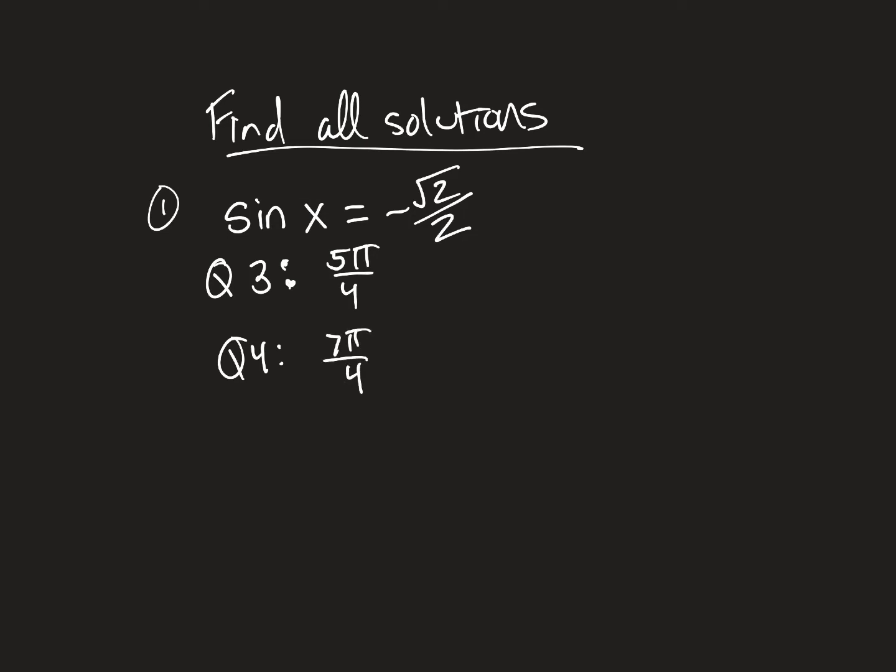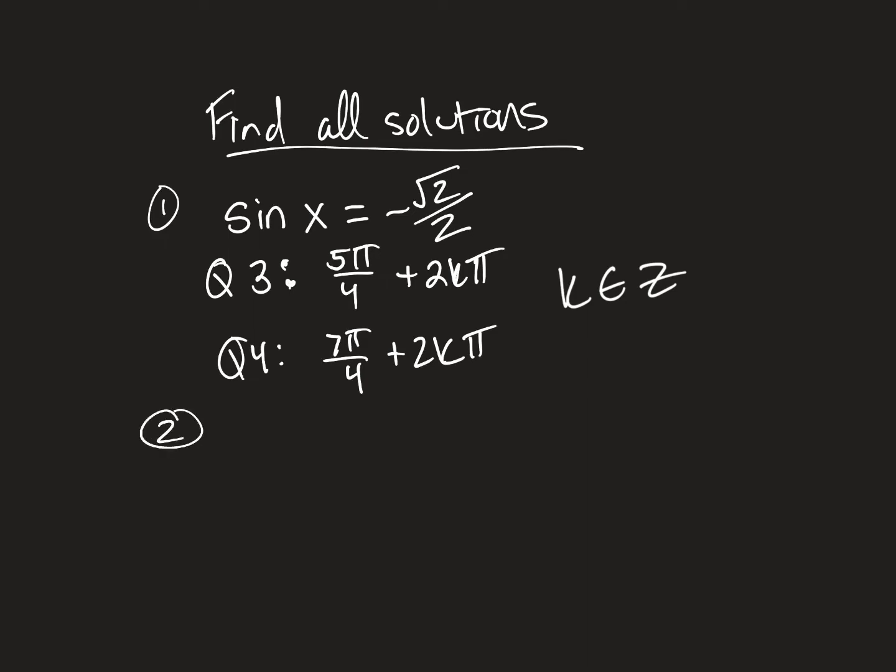Now, given I want all solutions, you think, okay, every time I go around the circle, in other words, all coterminal angles to 5 pi over 4 and 7 pi over 4 will also have that same ratio when I take the sine. So I'm going to say plus 2k pi. And remember, k is contained in the set of integers. Okay, so that was a sine. Let's do a problem with cosine.